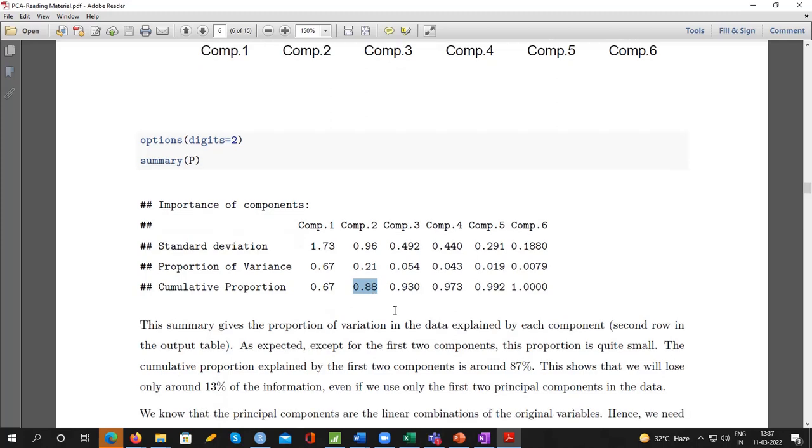So if someone asks me how many PCs are needed for explaining 85% variation, my answer would be 2. Because if I take just one PC, I am getting only 67% variation. What I want is 85% variation, so I should go beyond 85. If I go till 2 PCs, then I get 88% variation. So if you want to retain PCs which explain 85% variation, then go ahead with the two principal components.